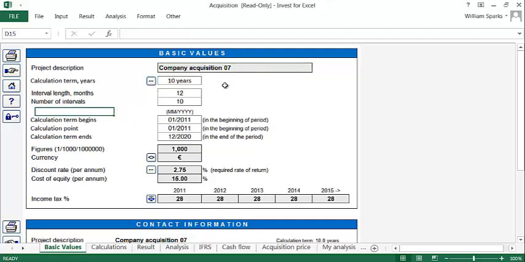Then we see that the numbers are in 1,000 euros, and the discount rate is 2.75, and the cost of equity is 15%, and the corporate tax is 28%.